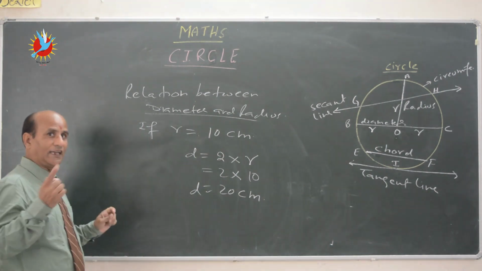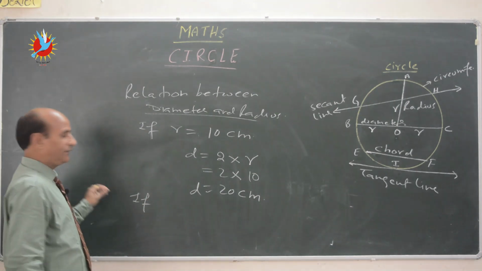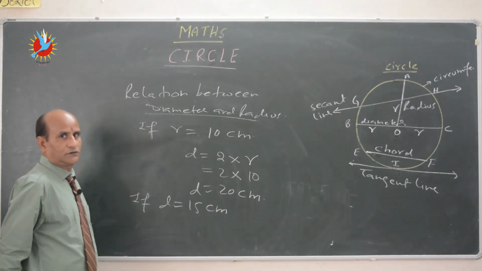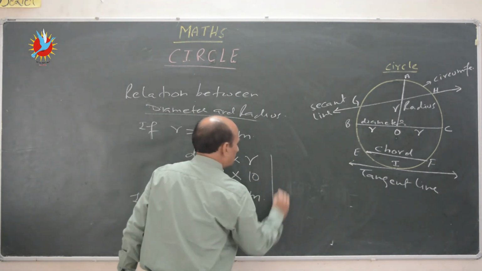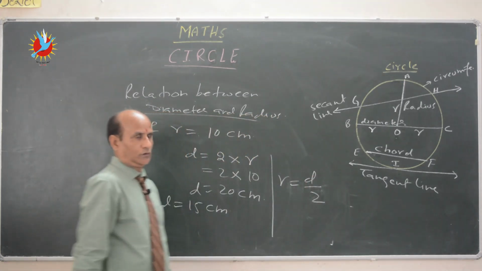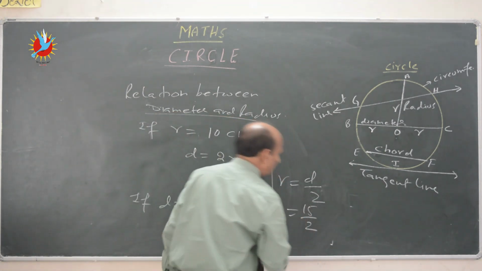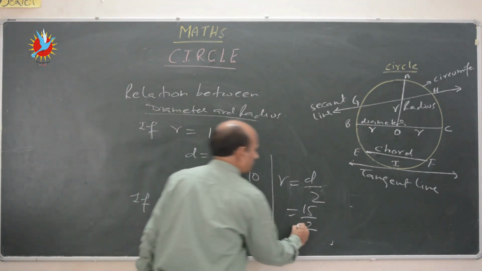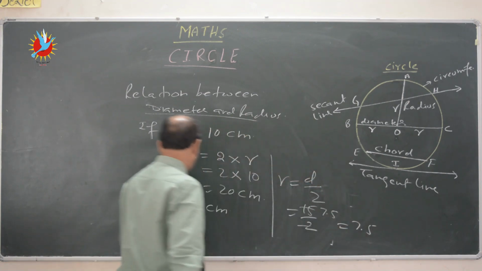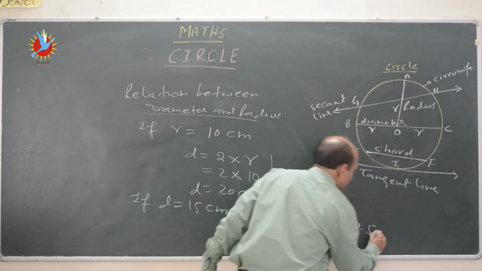Suppose we want to find the radius if diameter is given, suppose find the radius if diameter is 15 centimeter, then what is the value of r? So we know that r is equal to diameter divided by 2. Now putting the value of diameter, it is 15 divided by 2. So what is this? It is 7.5, and the unit is same as the unit of diameter, and that is centimeter.